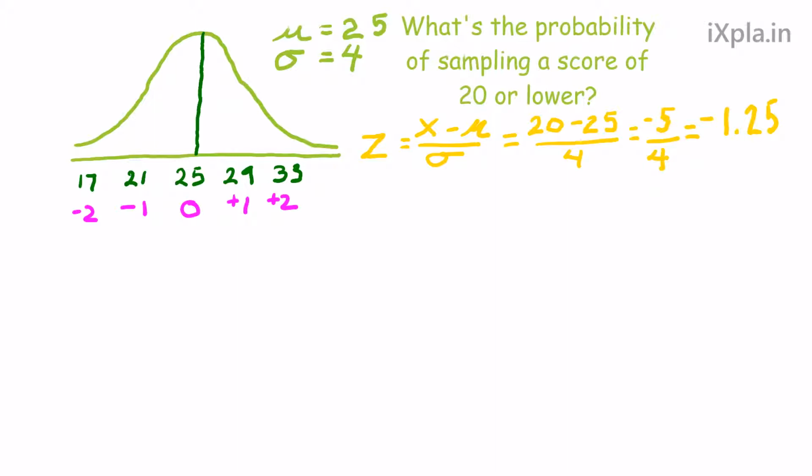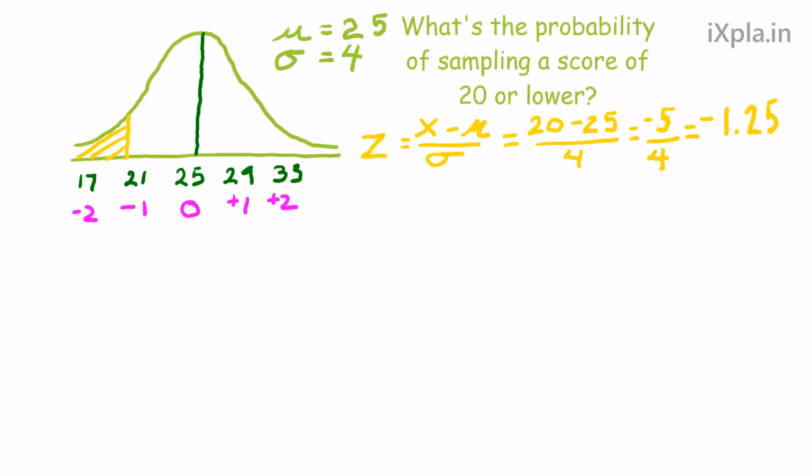Now we have to find that on the curve. It's negative, so it's on the left-hand side of the curve. And so we're going to draw that right there, fill in that area. And now the question is, how much of the area of this entire curve is equal to or less than 20 in terms of the raw score language, or equal to or less than negative 1.25 in the z-score language?